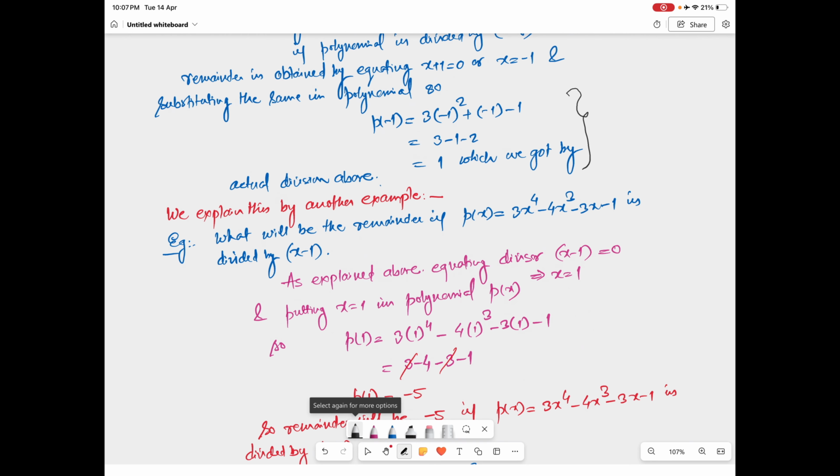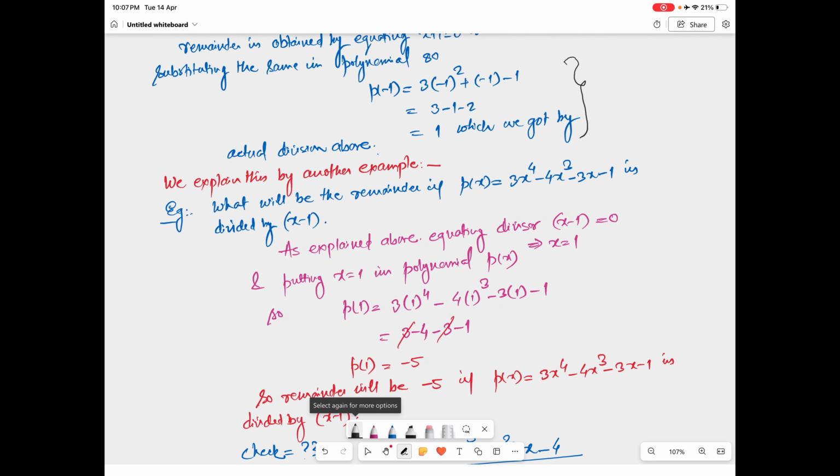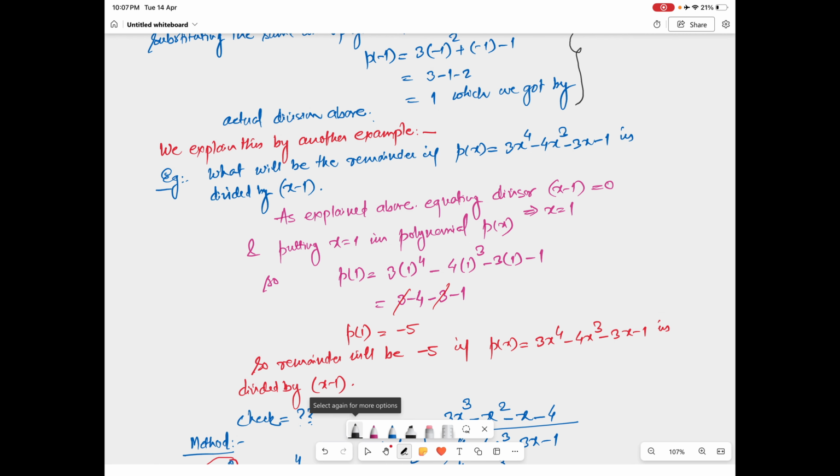For better understanding, I'll take up one more example. Here, the polynomial is 3x to the power 4 minus 4x square minus 3x minus 1. Now if I divide it by x minus 1, the divisor is x minus 1. If I put the divisor equal to 0, x minus 1 is equal to 0, this will give x is equal to 1. So I substitute the value of x as 1 in the polynomial and I get P(1) is equal to minus 5.